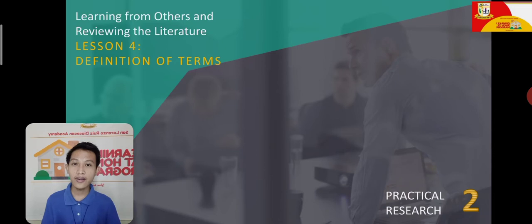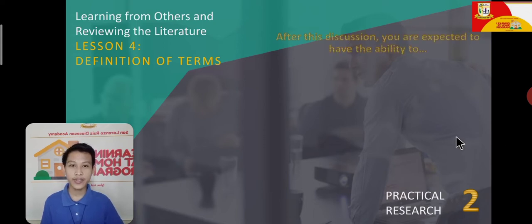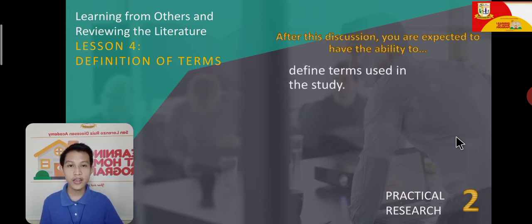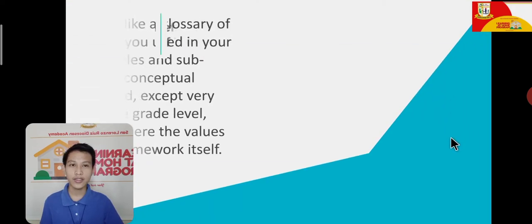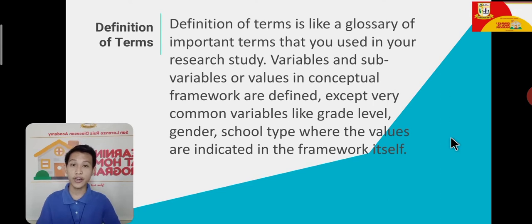Okay, so now we're going to discuss lesson number 4, or the last lesson for this week, which is all about the definition of terms. Okay? After this discussion, you are expected to achieve this objective: define terms used in the study. Okay? Now let's begin with our discussion. What is definition of terms inside your research paper?